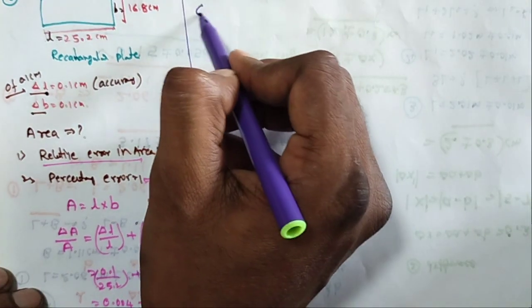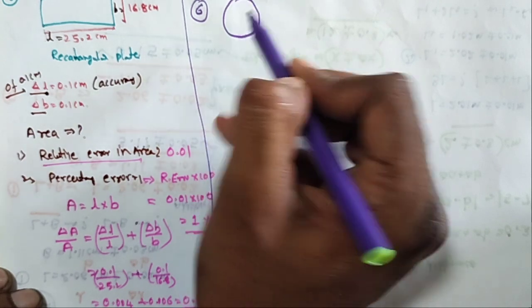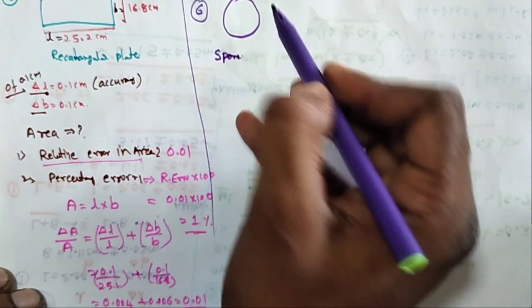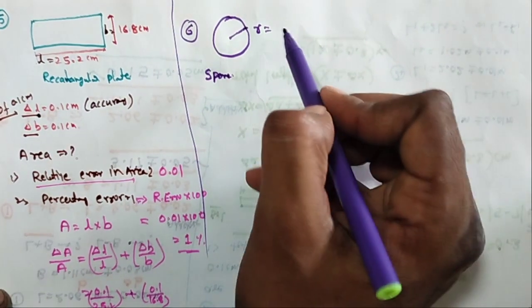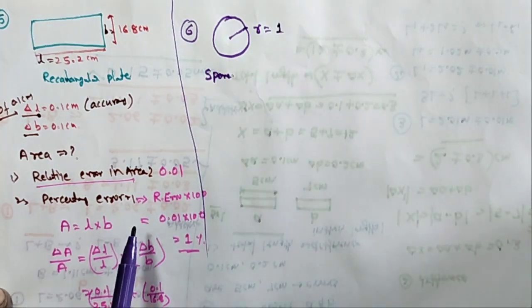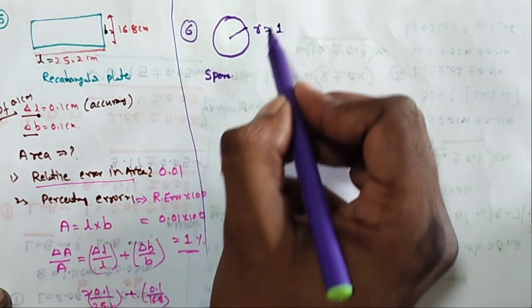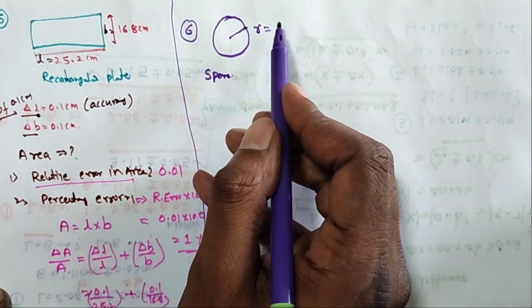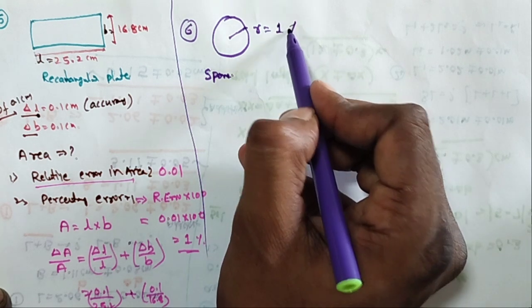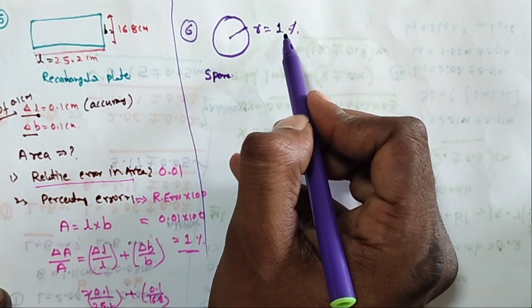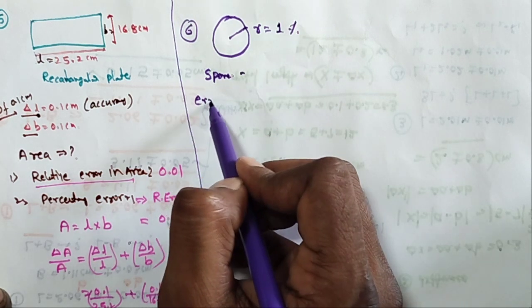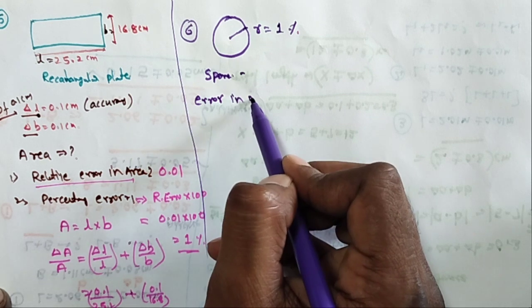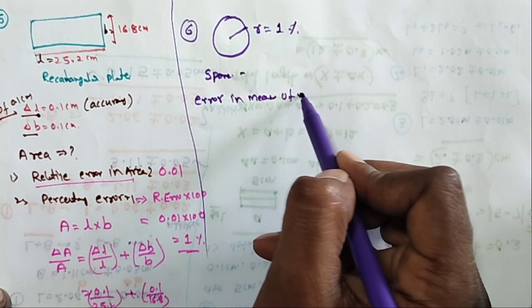So sometimes a sphere is given. And the next problem, the sphere is given. This is a sphere. In the sphere, the radius is given. Suppose the radius is equal to 1. Find the volume. So here the error in the measurement of the radius of the sphere is 1%. Find the error in the measurement of volume. What is the question? Error in measurement of volume.